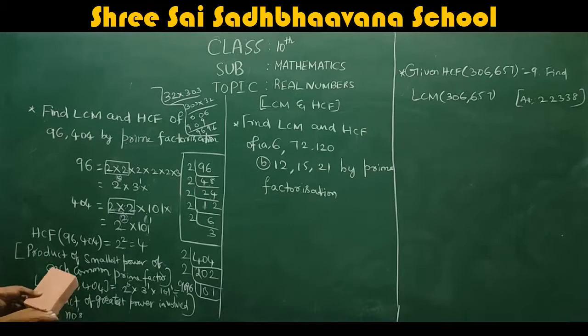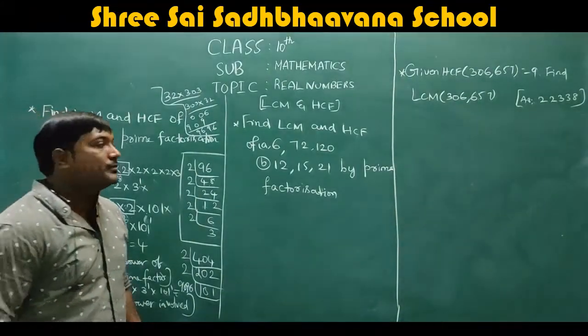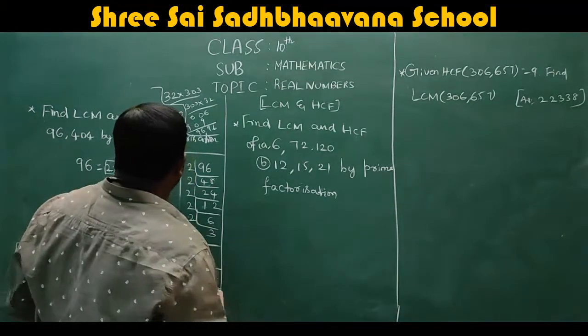So I hope you understood the LCM part. The LCM will give you 9,696, which is 303 into 32. Okay. So I hope you understood this clearly.